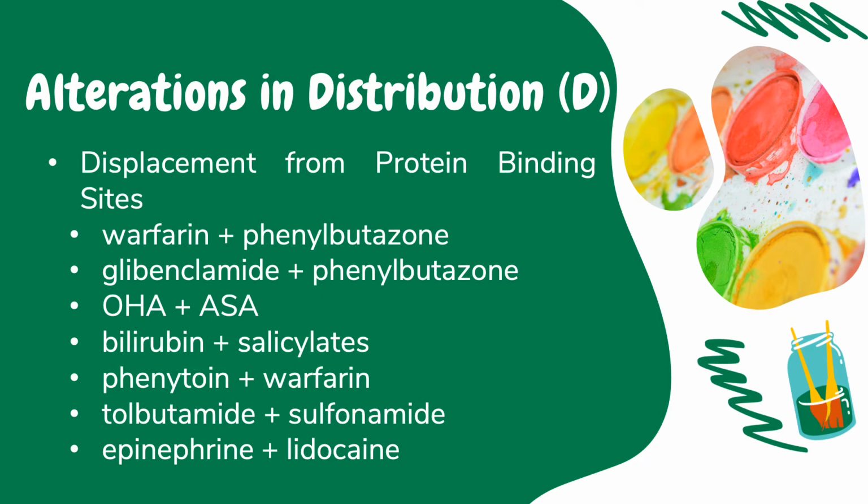Oral hypoglycemic agents with aspirin can result in hypoglycemia, while bilirubin and salicylates can produce kernicterus. Phenytoin and warfarin can cause gingival hyperplasia. Tolbutamide with sulfonamide can cause hypoglycemia, while epinephrine and lidocaine can cause restricted blood flow.